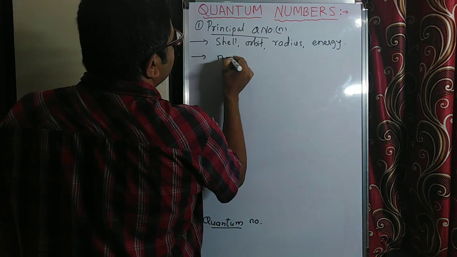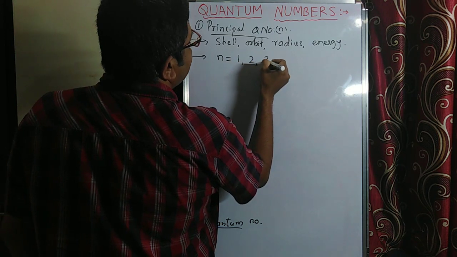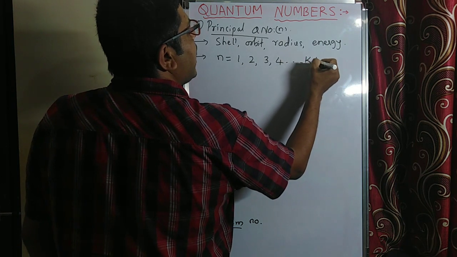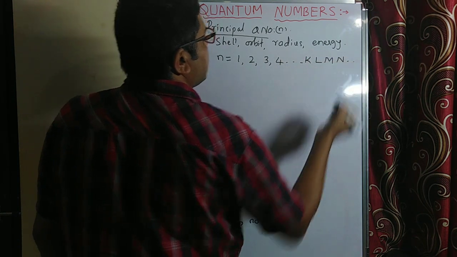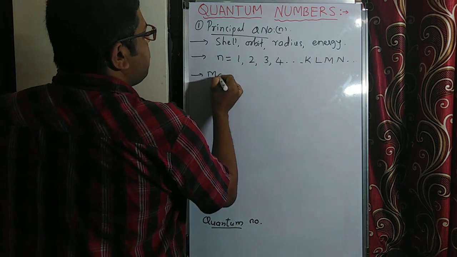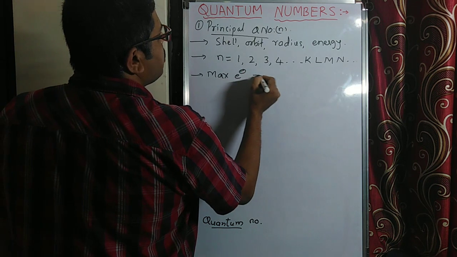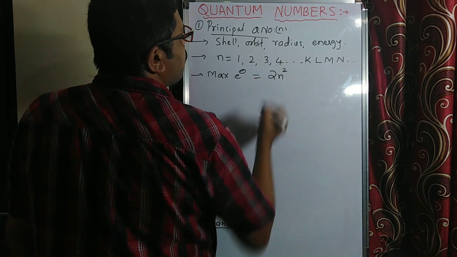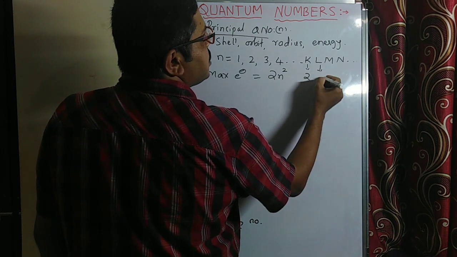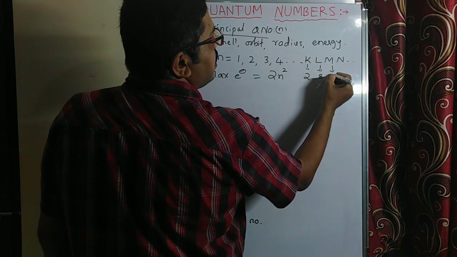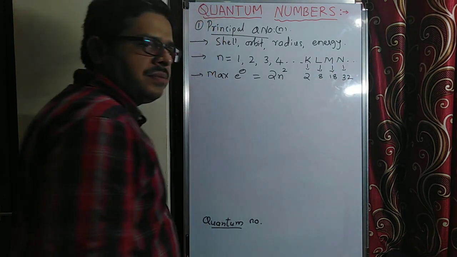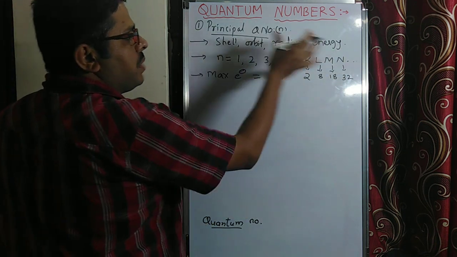And remember here n starts with 1, 2, 3, 4, and so on. So 1, 2, 3, 4 are also known as K, L, M, N shells, etc. Very important, n starts with 1, 2, 3, 4. And remember, the maximum number of electrons in a shell is equal to 2n square. So the K shell, n is equal to 1, so 2 electrons; L shell, 8 electrons; M shell, 18 electrons; N shell, 32 electrons, like this. So this is the principal quantum number.